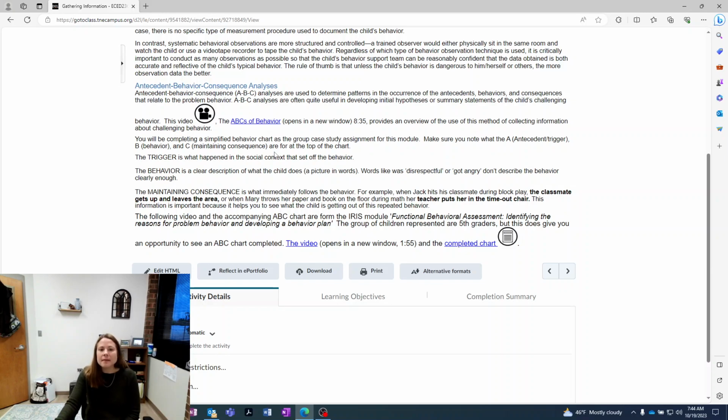Another example would be Mary throws her paper and book on the floor during math, and her teacher puts her in a timeout chair. Well, guess what? Maybe Mary's throwing her book and her paper because she's overwhelmed, and she's trying to avoid math because it's scary. Maybe it has something to do with her learning and her disability. So if she does this and the teacher puts her in the timeout chair, she's getting what she wants. She avoided math completely. So guess what she's going to do every time they do math? She's going to throw the book on the floor.